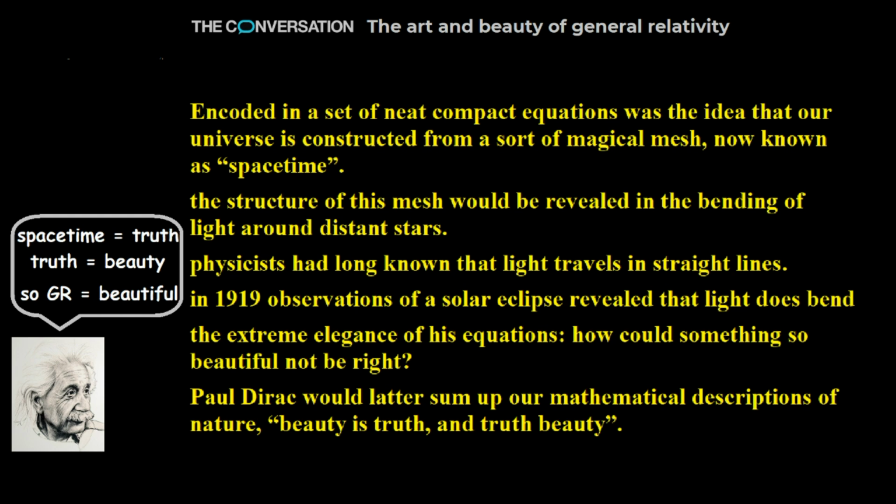So they're saying that science, or physics, has something to do with beauty. That if it's a beautiful equation, then it's got to be right. It's got to be truth. Okay, fact. And Paul Dirac, one of the mathematical physicists of the 1930s, would later sum up our mathematical descriptions of nature: beauty is truth, and truth is beauty.